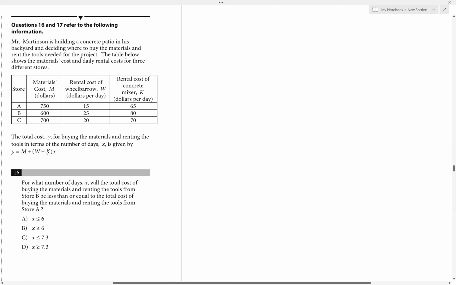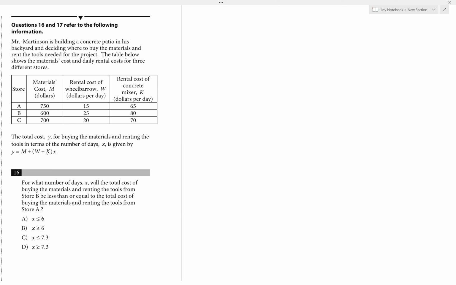So what we have here, let's look at 16. It says, for what number of days X will the total cost of buying the materials and renting the tools from store B be less than or equal to the total cost of buying the materials and renting tools from store A? Okay, so we're looking for less than or equal to, so here should be an inequality. We can find how to represent the total cost for store A and store B, and then we can set up an inequality and solve for X from there.